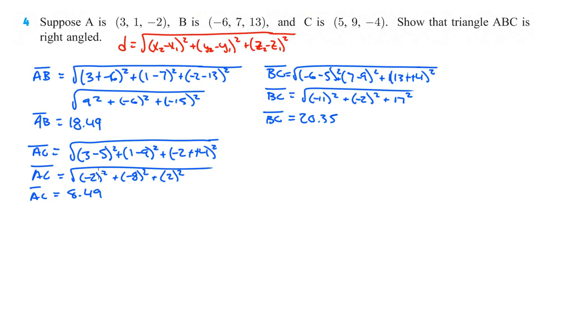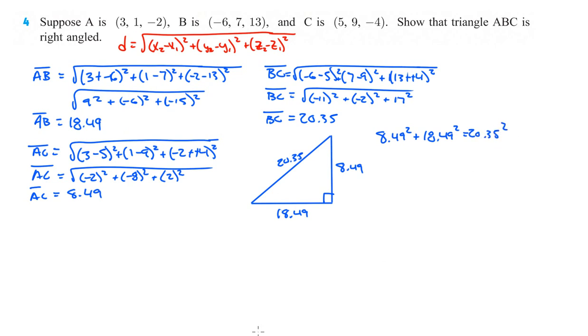Alright, so it says show that it's right angled. So if we're making a right triangle here, we know that our hypotenuse is always going to be the longest side. So that's going to have to be 20.35. And then these other two sides, let's call it 8.49 and 18.49. If that's a right angle, a squared plus b squared should equal c squared. So let's check it out. 8.49 squared plus 18.49 squared should equal 20.35 squared. And then let's check that out and see if that works.